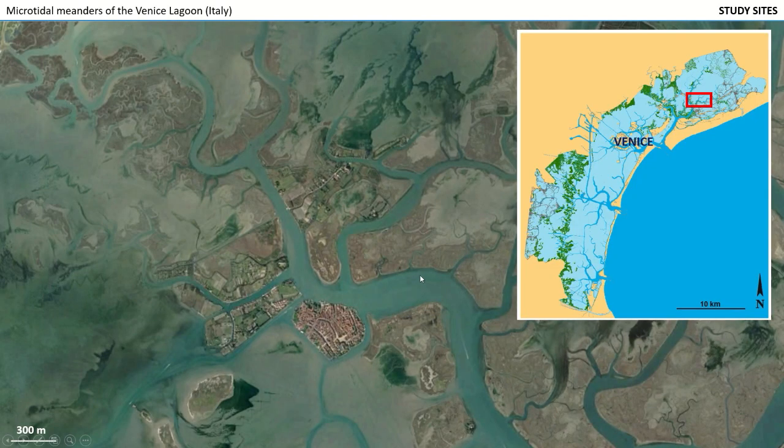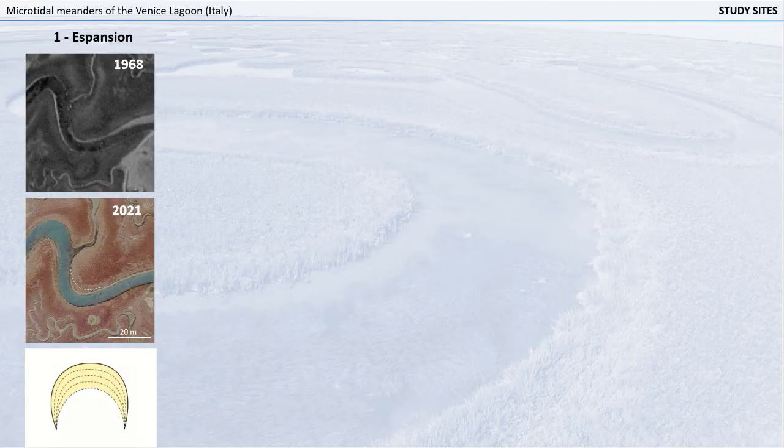Actually, we focused on 4 main cases, which are quite representative of the possible configurations we can find in the lagoon. These sites are located in the northernmost part of the Venice lagoon, which is actually the most naturally preserved area of the whole lagoon. Let's go quickly through these cases just to show you what we are going to study.